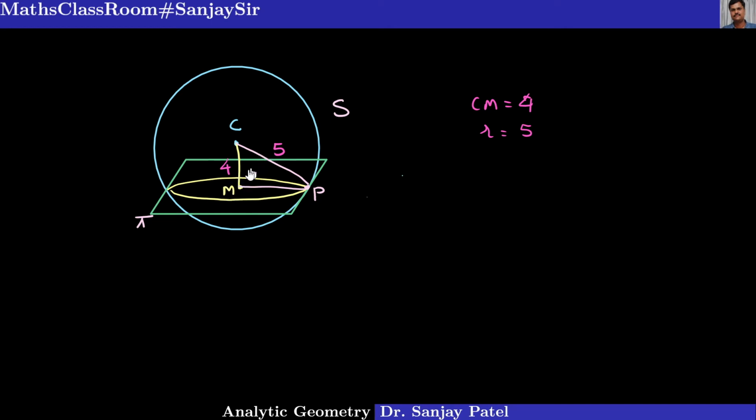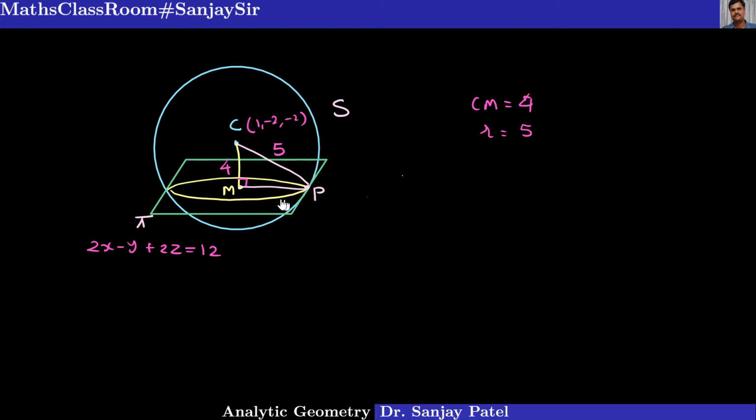What was the equation of the plane? Let me write down over here. It was 2x minus y plus 2z is equal to 12. Okay, and the center of the sphere was (1, -2, -2). Okay, and this is the perpendicular.